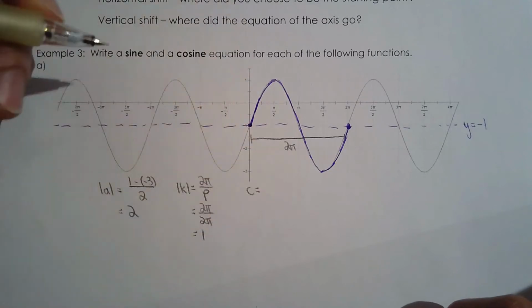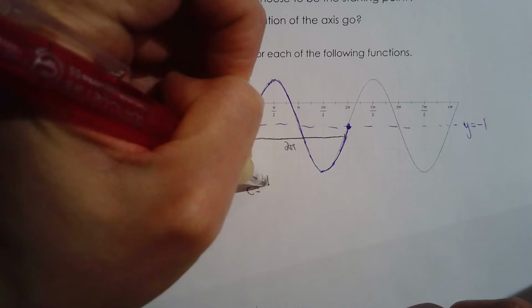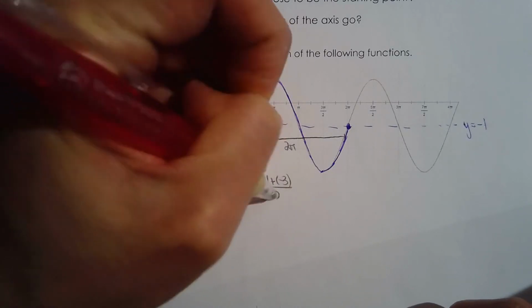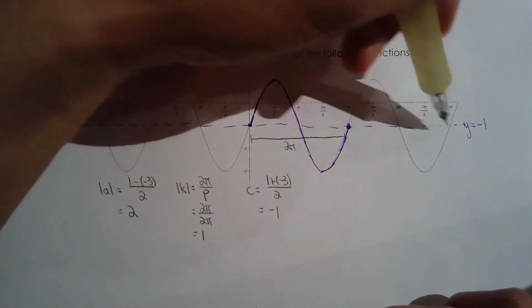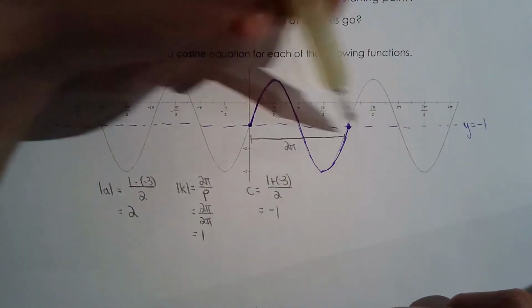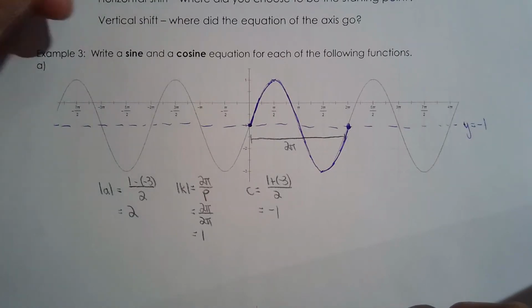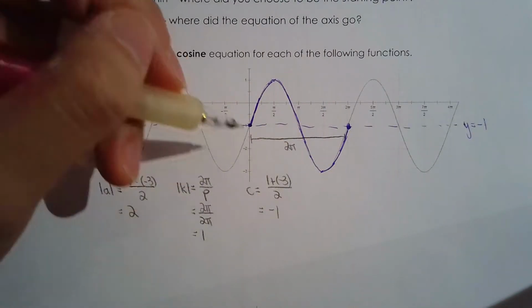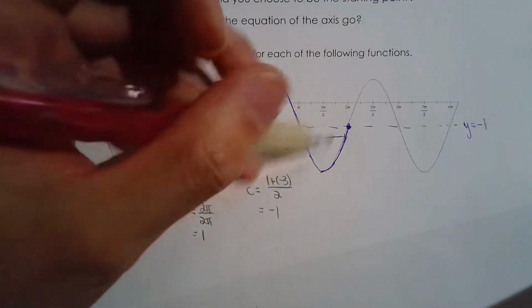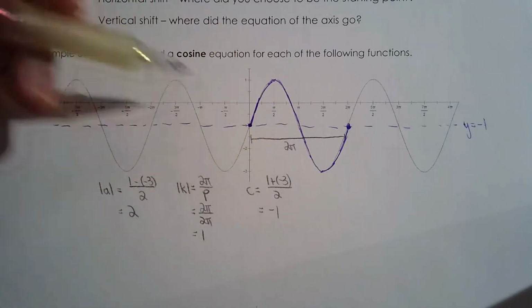So C is equal to max plus min divided by 2. Hey, what do you know? -1. That's what we said earlier, right? See? -1. Equation of the axis. You must have shifted 1 unit down. So D, why did I not write D here? Because you need all 4 parameters, because D depends on whether you visualize it in terms of sine or cosine.